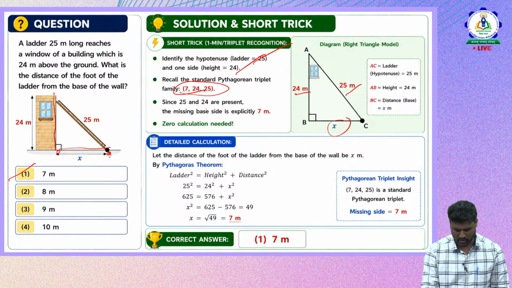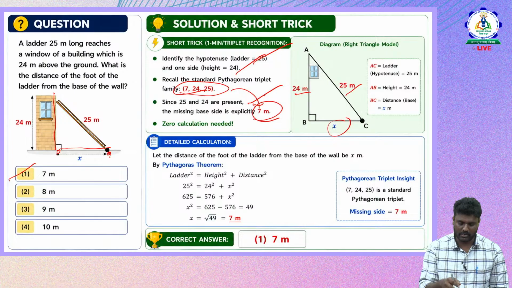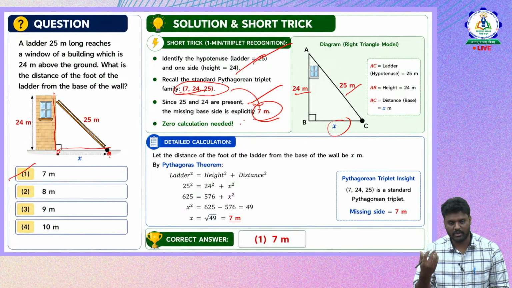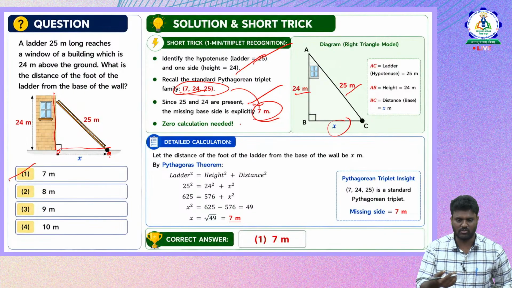Since 25 and 24 are present, the missing base is explicitly 7. This answer comes from remembering the Pythagoras triplets, so no calculations are required. But if you are not remembering those Pythagoras triplets, let us try to apply the theorem now.